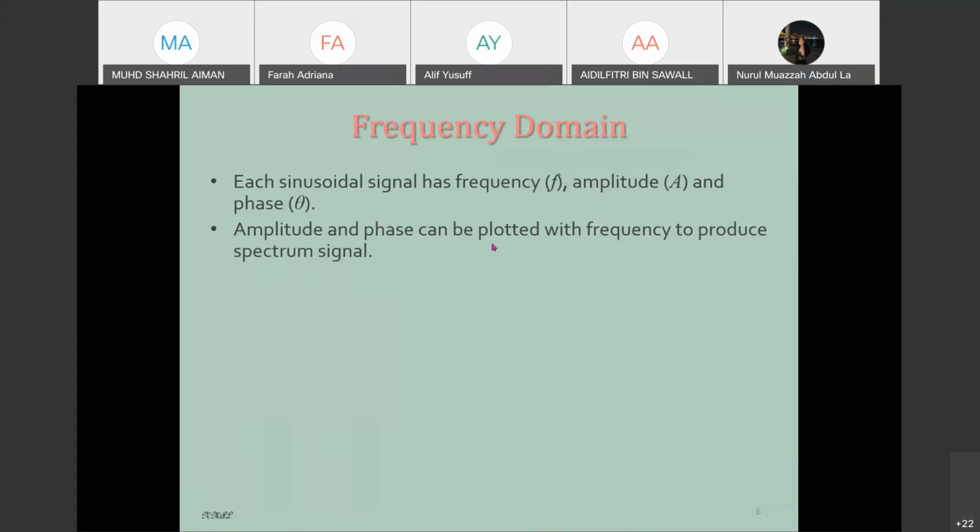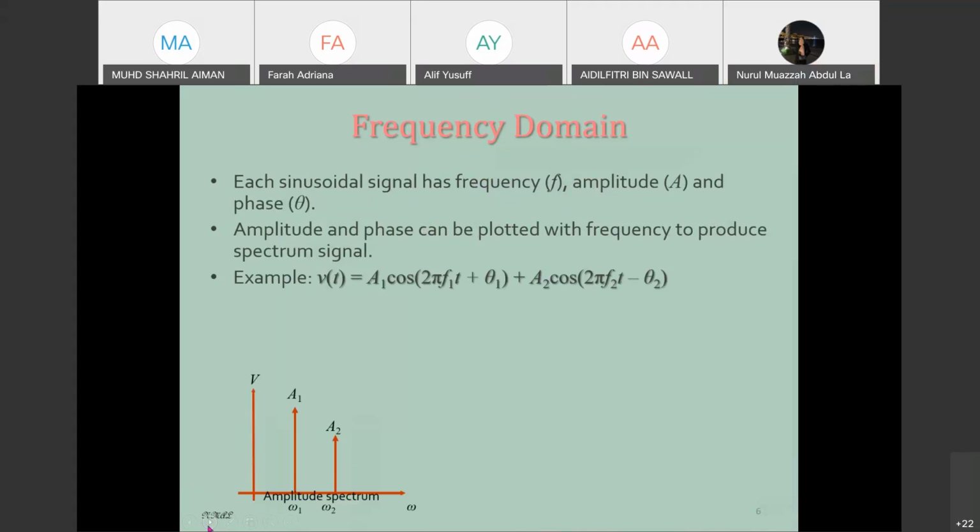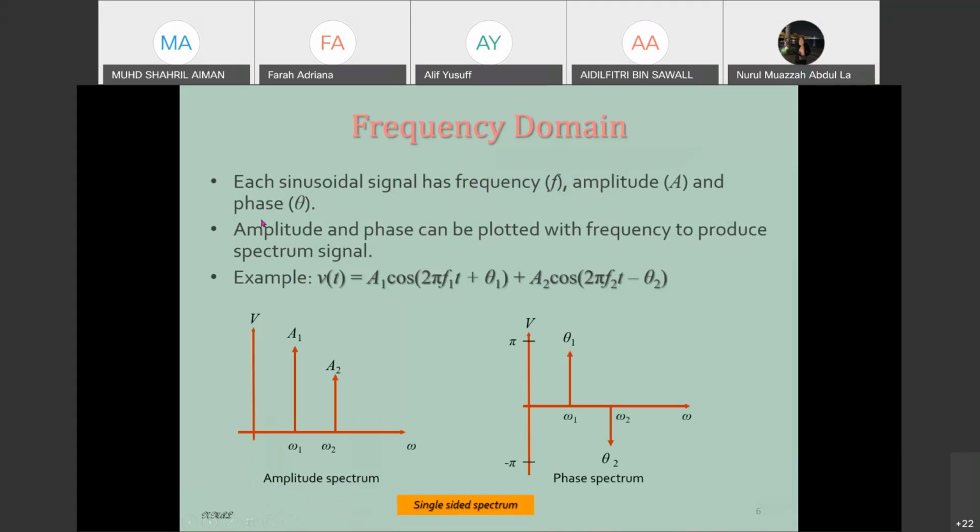For frequency domain, each sinusoid signal has frequency, amplitude, and phase. Just now we have looked into the time domain. For frequency domain, we plot against frequency. We plot the signal against frequency instead of time. So it has amplitude, it has phase, and it also has frequency. Amplitude and phase can be plotted with frequency to produce spectrum signal.